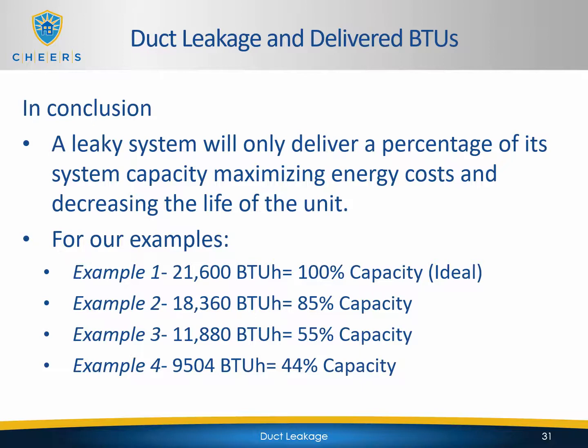In example 3, because of the return leak, it was only delivering a 55% capacity because it brought the BTUs down to 11,880, being much lower. So you're about half of the capacity of the unit. And then in example 4, where you had both supply and return leaks, it only delivered 9,504 BTUs, being approximately 44% capacity. So you guys can see where the problems lie when it comes to duct leakage.